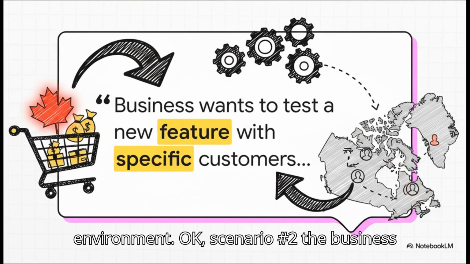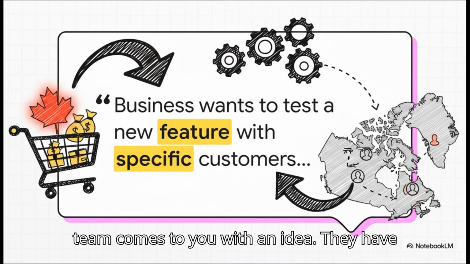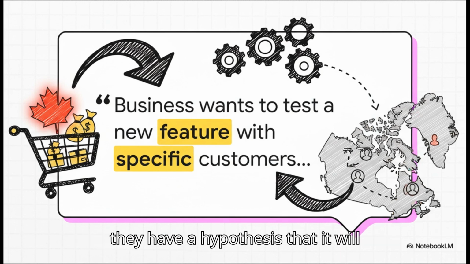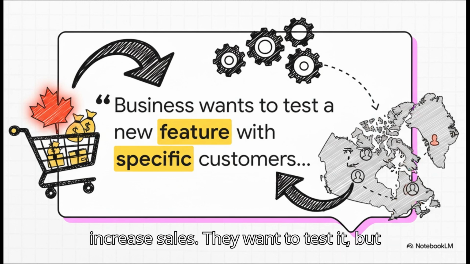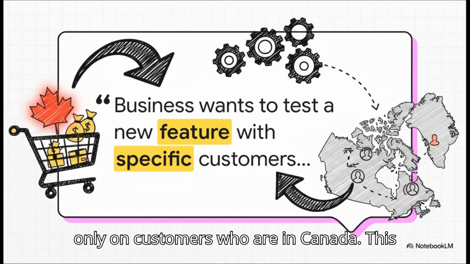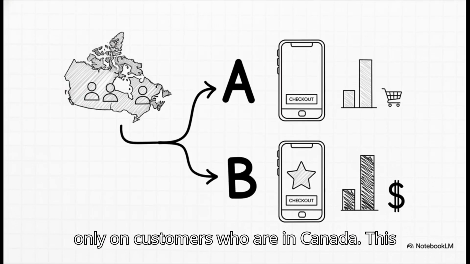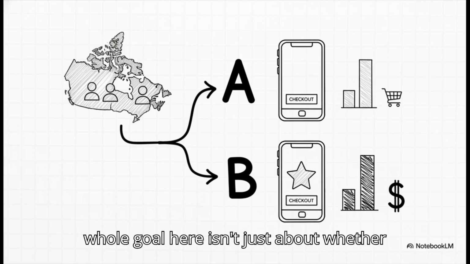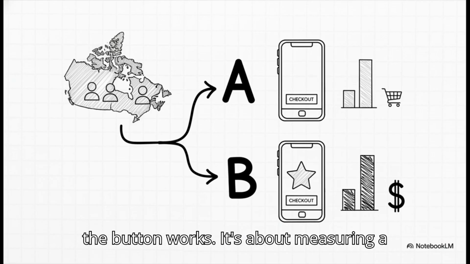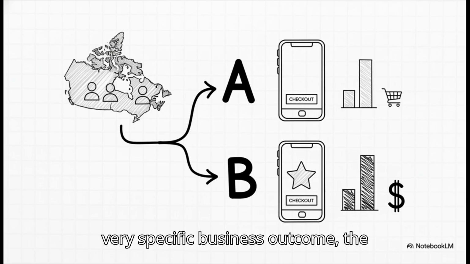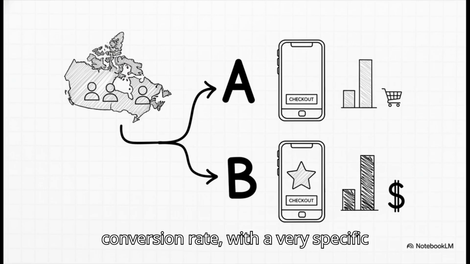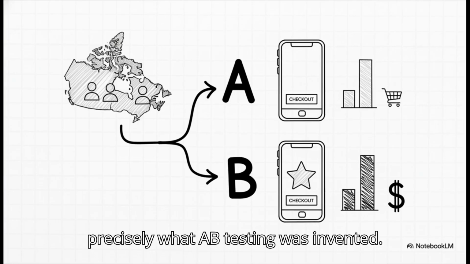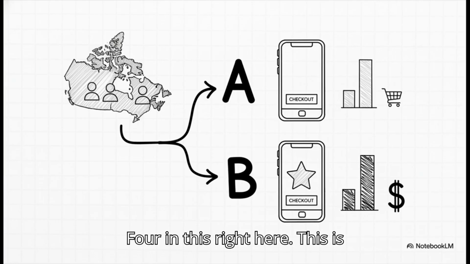Okay, scenario number 2. The business team comes to you with an idea. They've designed a brand new checkout button and they have a hypothesis that it will increase sales. They want to test it, but only on customers who are in Canada. This is a slam dunk for A/B testing. The whole goal here isn't just about whether the button works, it's about measuring a very specific business outcome, the conversion rate, with a very specific targeted group of users. That is precisely what A/B testing was invented for.